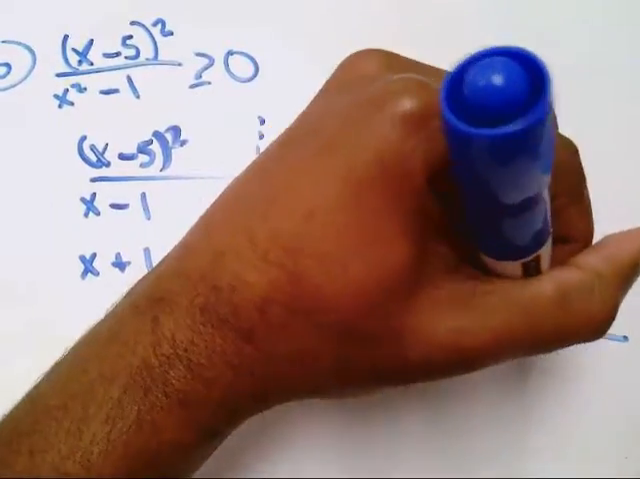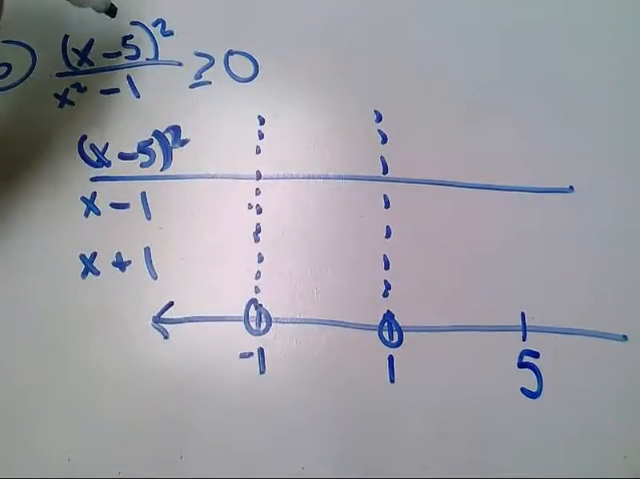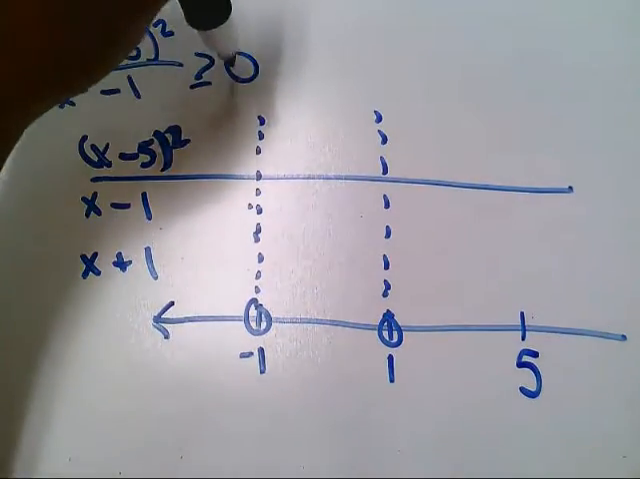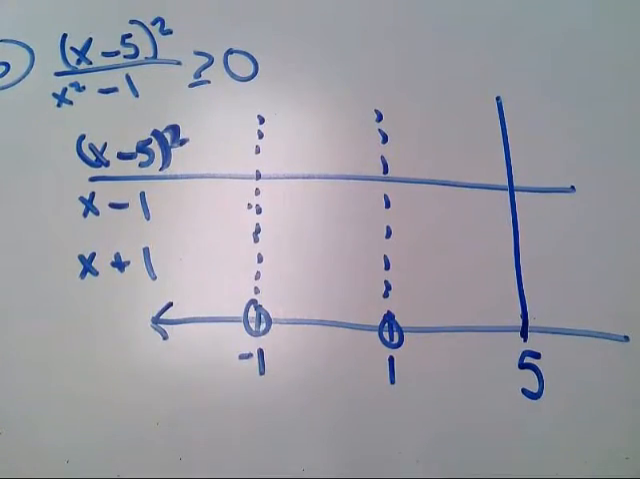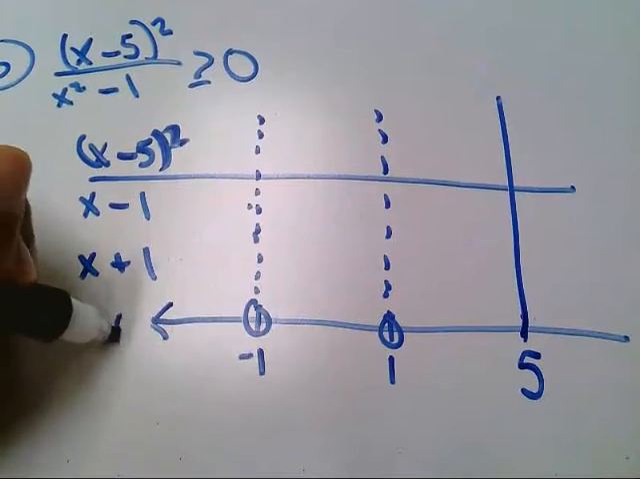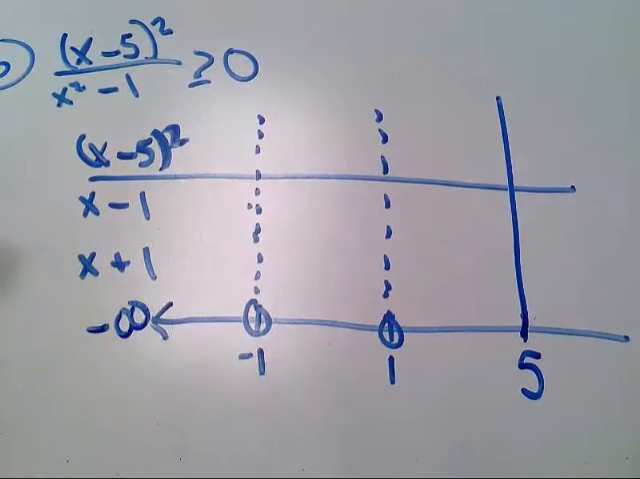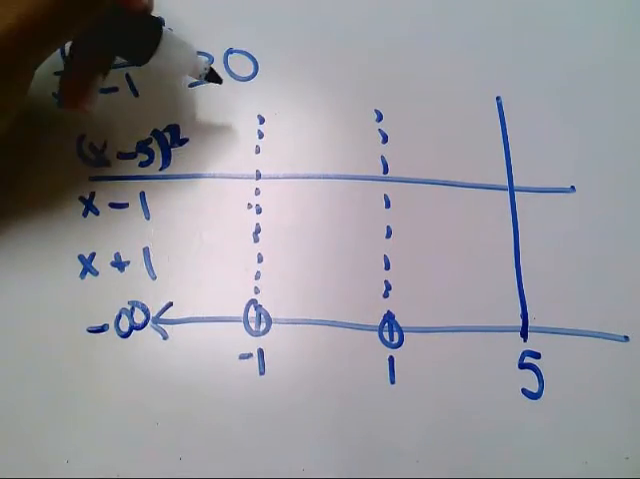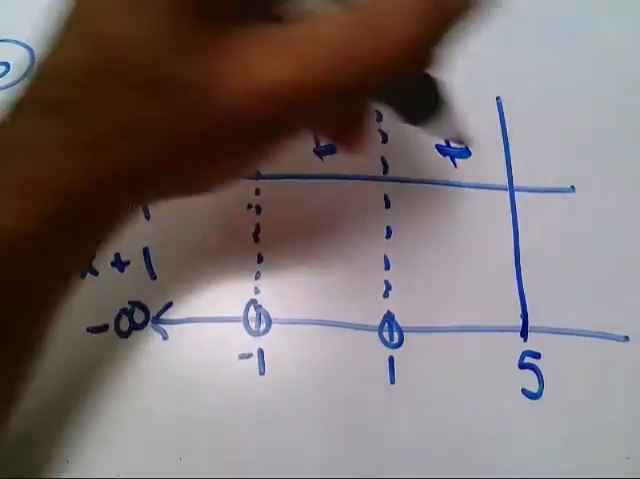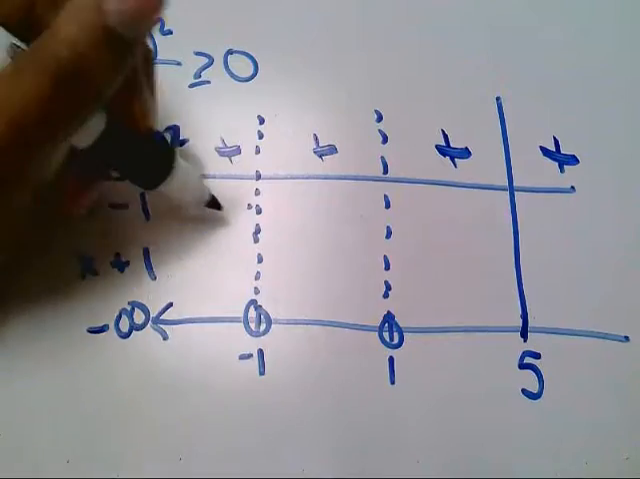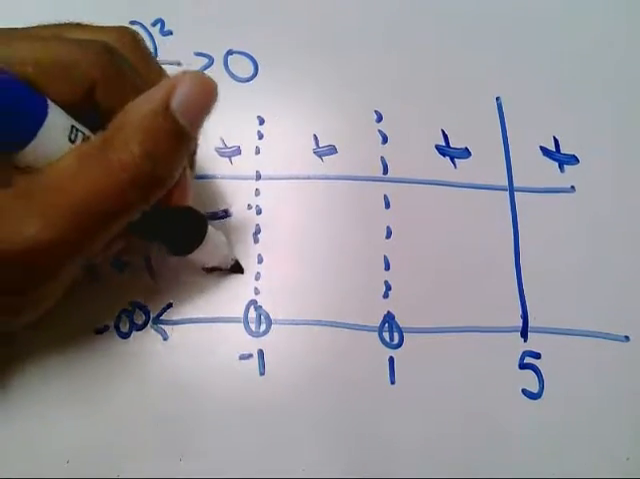And then we have another one at 5. The 5 is included because it's in the numerator, and we want where it's equal to 0 as well. So now we use our numbers. We start out between -infinity and -1. That could be -10. This will always be positive. -10 minus 1 is negative. -10 plus 1 is also negative.